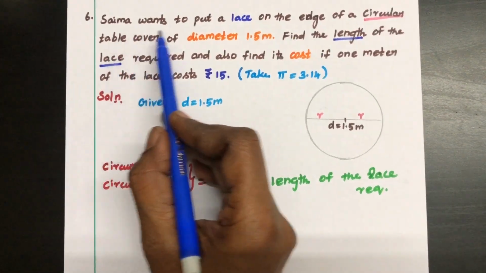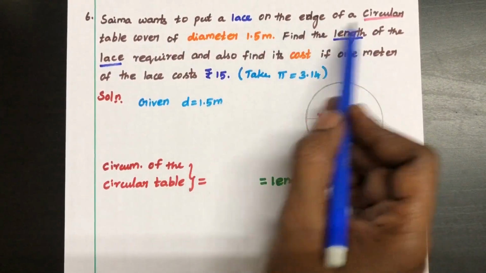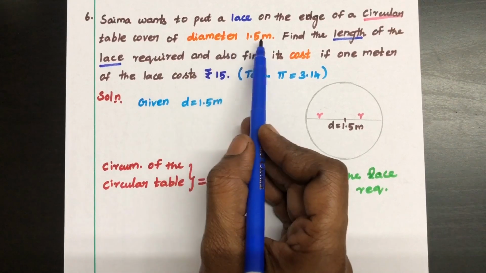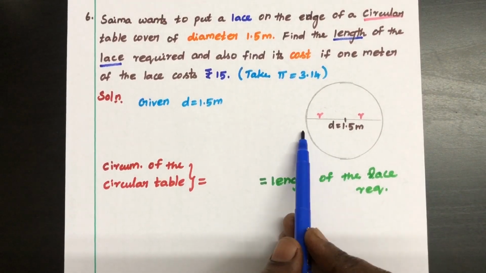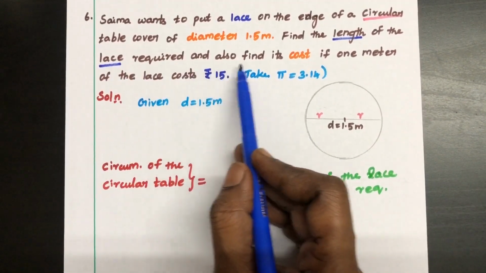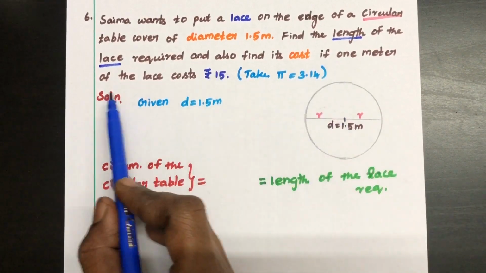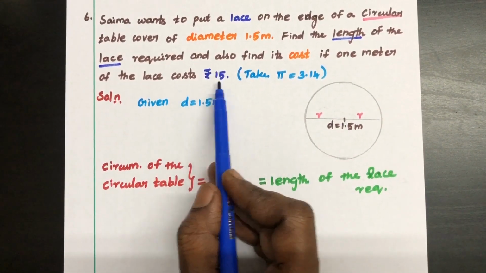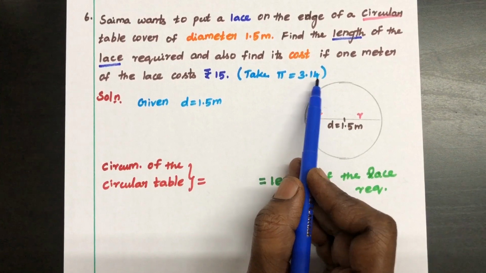Sixth question. Saima wants to put a lace on the edge of a circular table cover of diameter 1.5 meter. Find the length of the lace required and also find its cost. If 1 meter of the lace costs rupees 15, take pi is equal to 3.14.